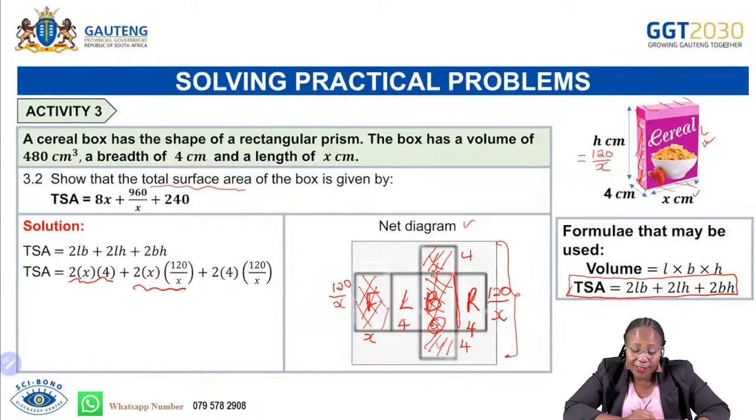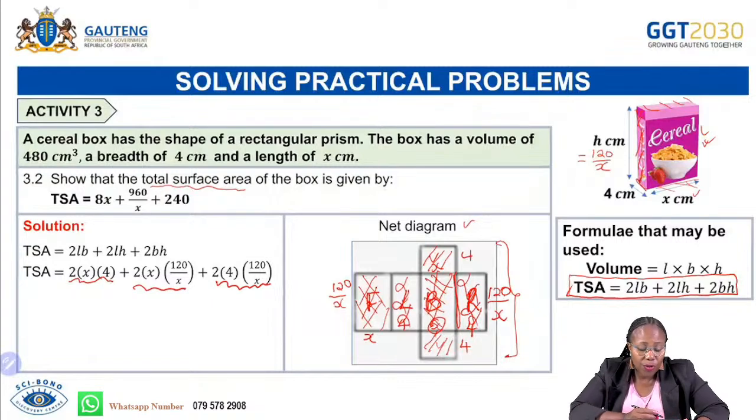Continuing, we take the side now where we are having 2 of 4 times 120 over x. 4 by 120 over x, we are taking this 4 by 120 over x. This is 4 by 120 over x. Grade 12, can you see that we have covered all the areas now? Hence, we are having 2 times 4 by 120 over x there. Everything is now presented, okay?